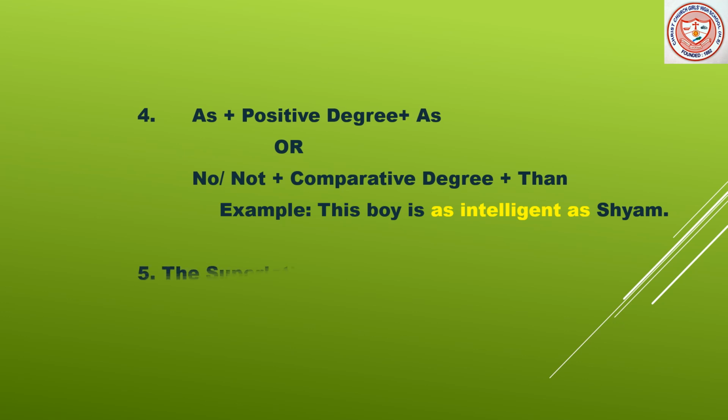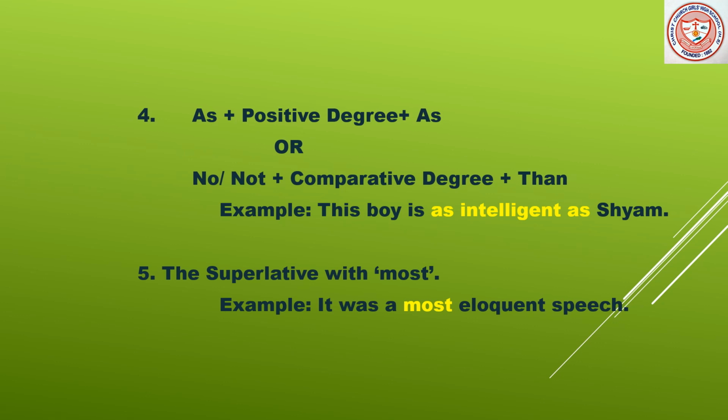Next, the superlative with most. And what is the rule over here? The superlative with most is sometimes used where there is no idea of comparison but merely a desire to indicate the possession of a quality in a very high degree. Example: it was a most eloquent speech.